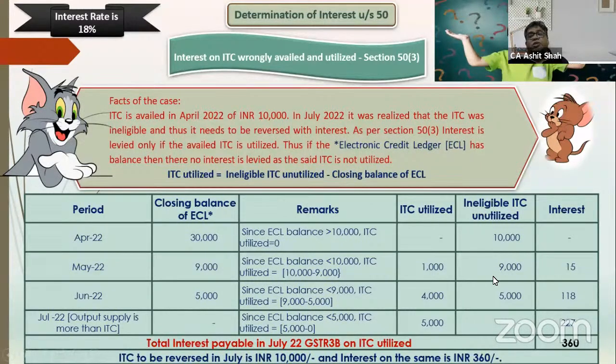Ineligible ITC unutilized 9,000. Still 9,000 rupees ITC is unutilized, which is ineligible. So my interest liability would be only on 1,000 rupees. So my interest liability has to be calculated on 1,000 rupees only. Let's come to the next month, June month.